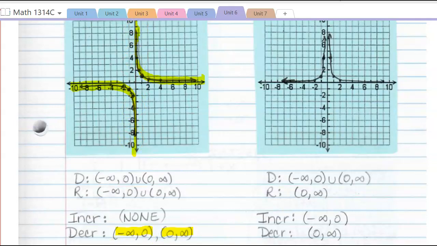Let's do the same thing for the 1 over x squared function. Starting from the far left, we can see that the values are increasing, going upward. So we can see that it's increasing from negative infinity to 0. Then it jumps over to the other side, and it starts coming down closer and closer to the x-axis. So we can see that it has a decreasing portion as well.